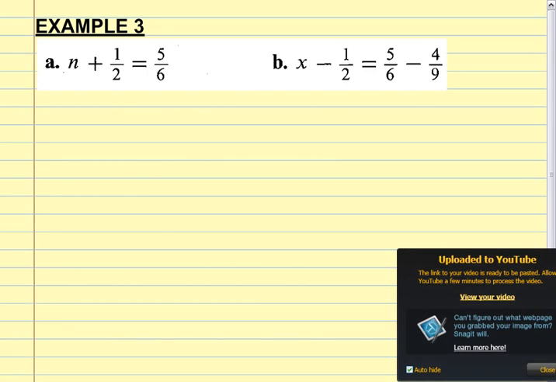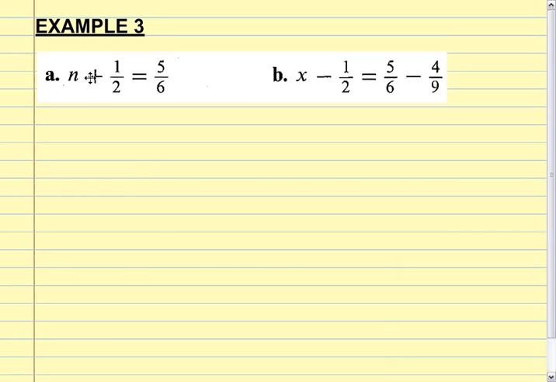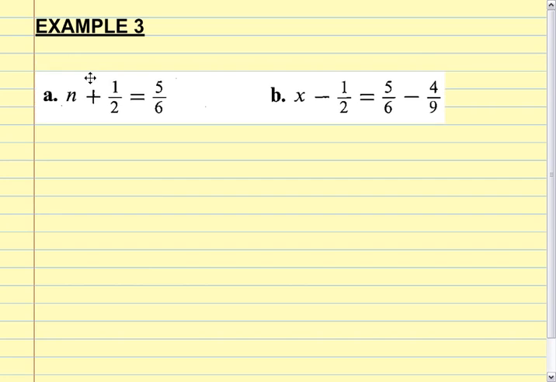Okay, folks, example number 3. It doesn't have directions. Let me change this because it should. I don't know why it doesn't. It should say solve. Okay, Suzette, what does it mean to solve? Get the variable by itself.